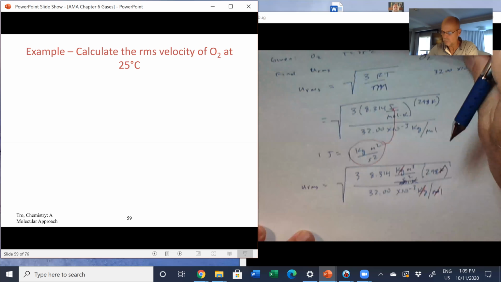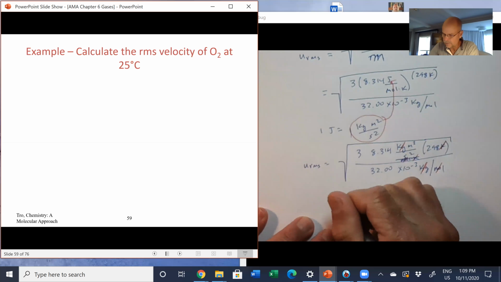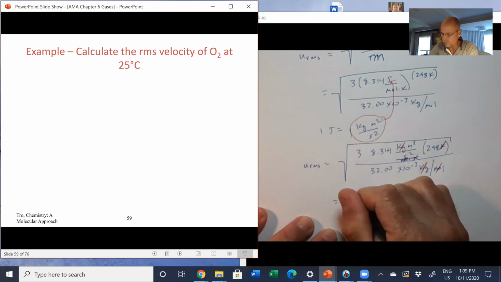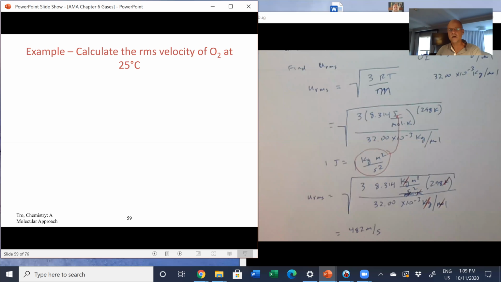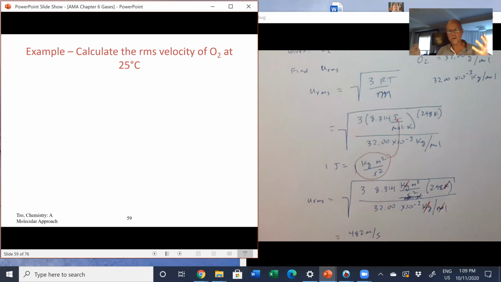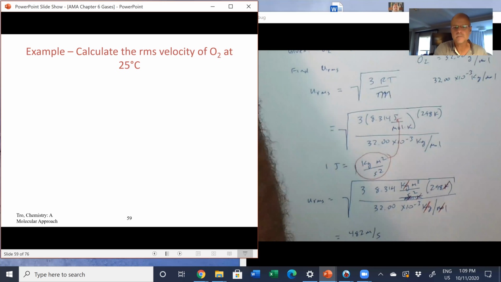All right, so when you work that out, you get that the root mean square velocity is equal to 482 meters per second. So the oxygen molecules that are in the room around us are moving around at that very, very quick speed on average. That's their average speed at room temperature.